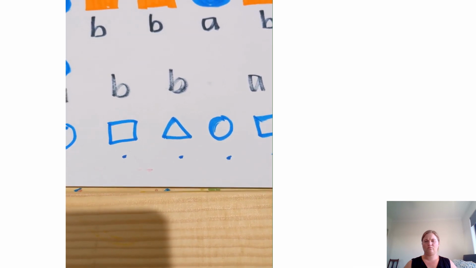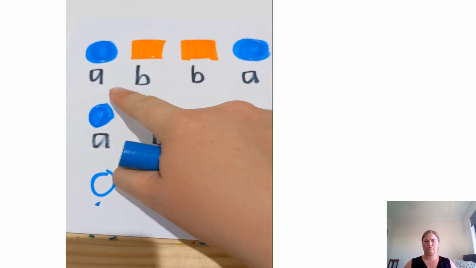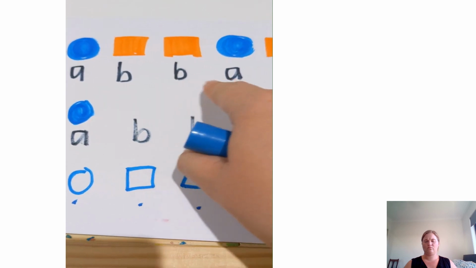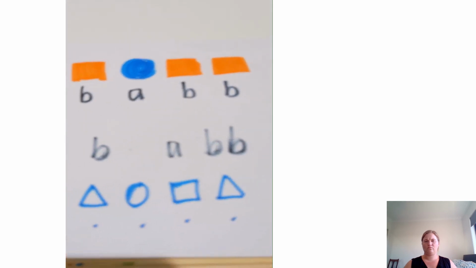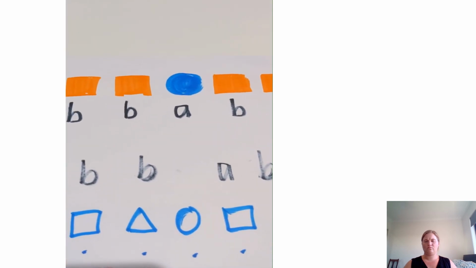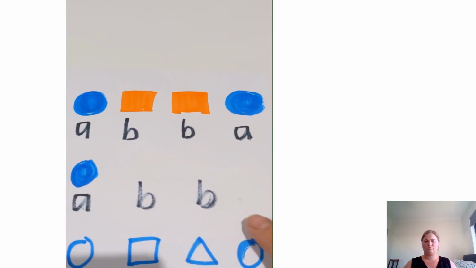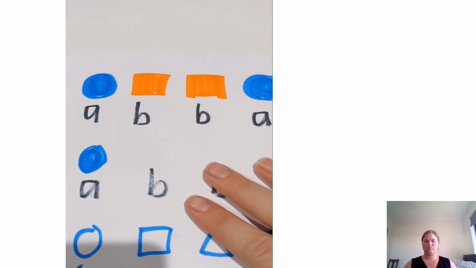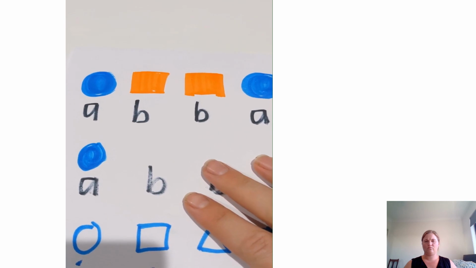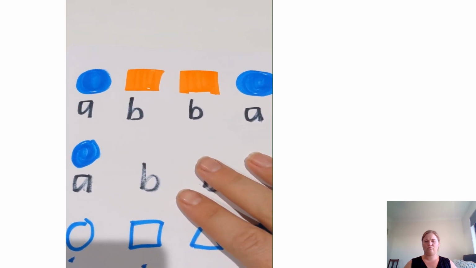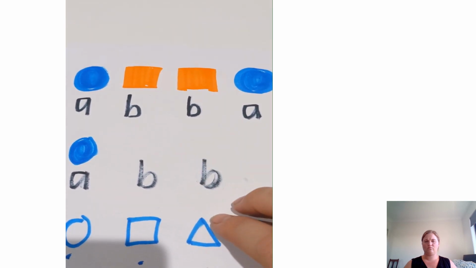I'd like you to create your pattern and write underneath the letters that you could use to explain what your pattern is. When you're finished, I wonder if you can send a message on Class Dojo to your teacher showing them your pattern.